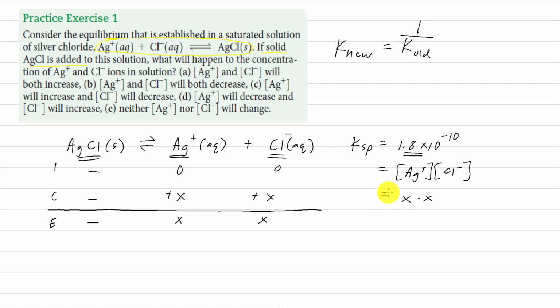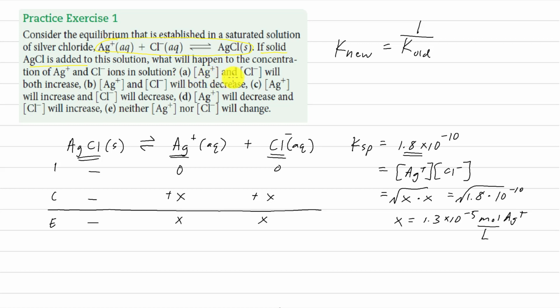So x squared equals 1.8 times 10 to the negative 10th. Solving for x, we just square root both sides and we get this. X is 1.3 times 10 to the negative 5th moles per liter. So that's 1.3 times 10 to the negative 5th moles of Ag plus and 1.3 times 10 to the negative 5th moles of Cl minus. So what does that mean? Let's look at each one of these.